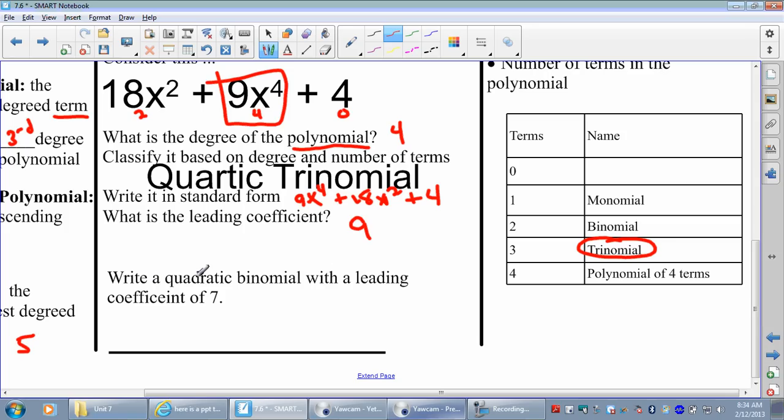Now, here we're asking you to make one up. Write a quadratic binomial with a leading coefficient of 2. I'm going to leave that for you. I want everybody to write their own. Quadratic tells you something about the biggest exponent. Binomial tells you something about how many terms need to make up your expression, and the leading coefficient tells you something about where a 2 needs to be in your answer. There's more than one right answer here, but give it your best shot.